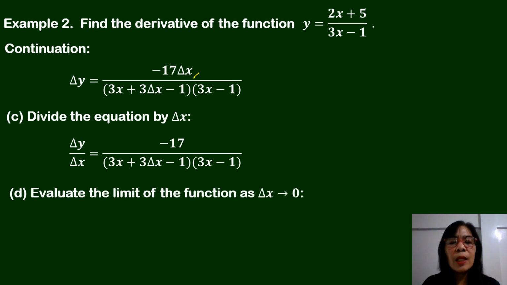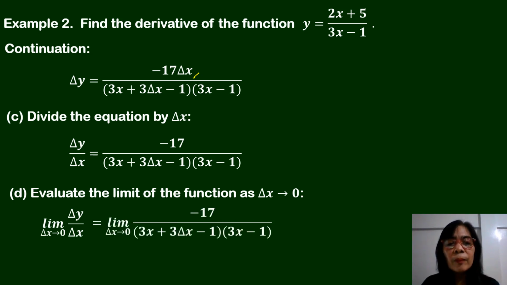Okay, so we now proceed to the next step, which is to evaluate the limit of the function as delta x approaches 0. So we have the limit of delta y over delta x as delta x approaches 0 is equal to the limit of the negative 17 all over 3x plus 3 delta x minus 1 times the quantity 3x minus 1 as delta x approaches 0. So again in here, we say that whatever we do in the left, we evaluate the limit as delta x approaches 0. We do the same at the right side of the equation. We also evaluate the limit of the right side as delta x approaches 0.